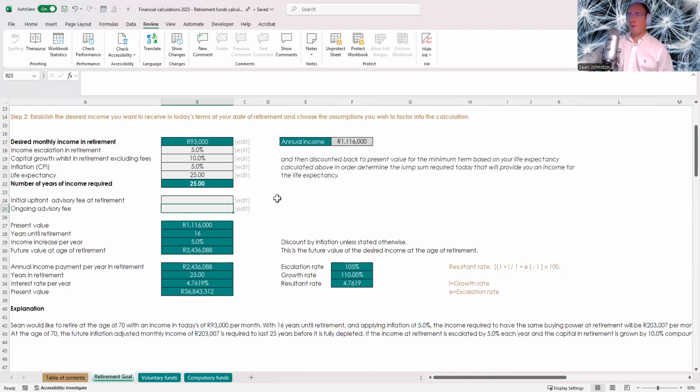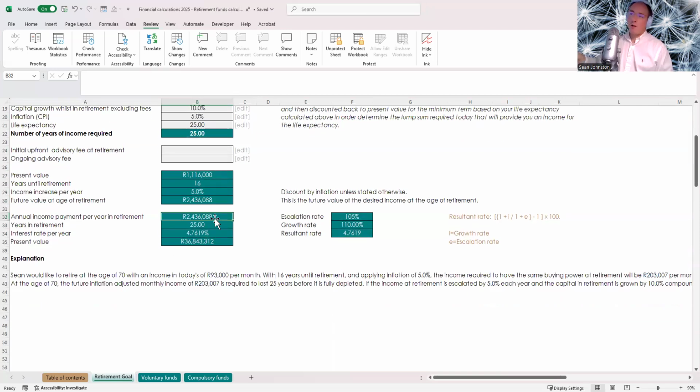So 1.116 million, which is the annual amount of 93,000, has to be adjusted by 16 years of inflation. Okay, so 16 years is dated between 54 and 70. 5% is the CPI rate. So if we make it 6%, it'll adjust it accordingly. So that amount, 2.436 million Rand, is what the income is going to be in 16 years. So that's the starting point.